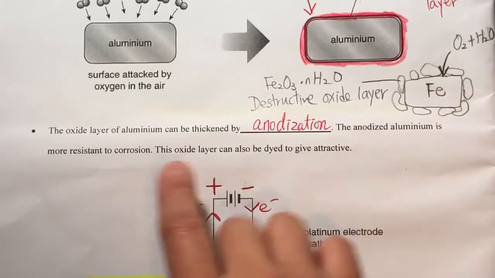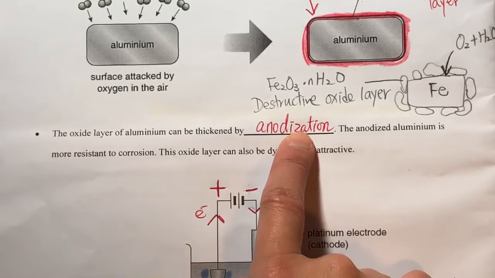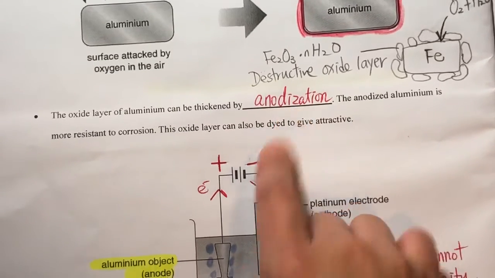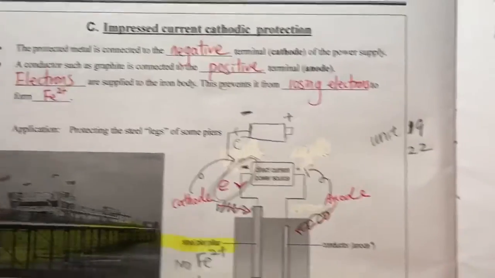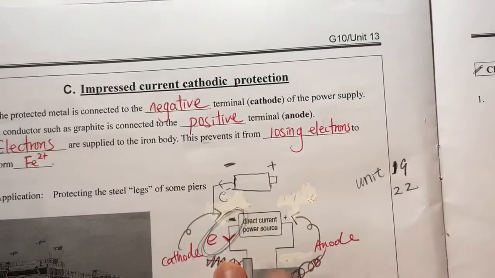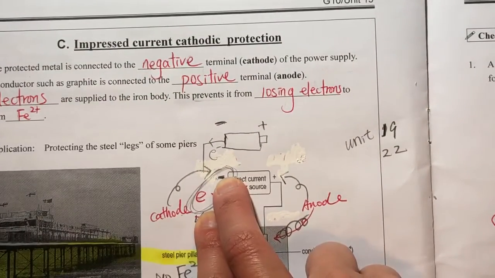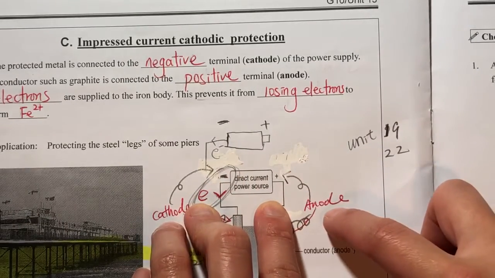Because we found that this oxide layer is good for aluminium metal, we would like to thicken it. Okay? 越厚越好啊. And then the method is called aluminium anodization. So what does anodization mean? If you still remember cathodic protection, the negative pole of my power supply is called the cathode, and then the positive pole will be called the anode.